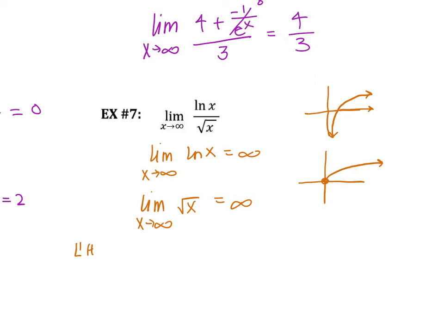And with L'Hopital's rule, we do the derivative of the top, derivative of the bottom. Keep in mind this bottom here, we can rewrite that to be x to the 1/2. And so with L'Hopital's rule, we have the limit as x approaches infinity, and the derivative of the natural log of x is 1 over x, over, and here the derivative of x to the 1/2, that's going to be 1/2 x to the negative 1/2.